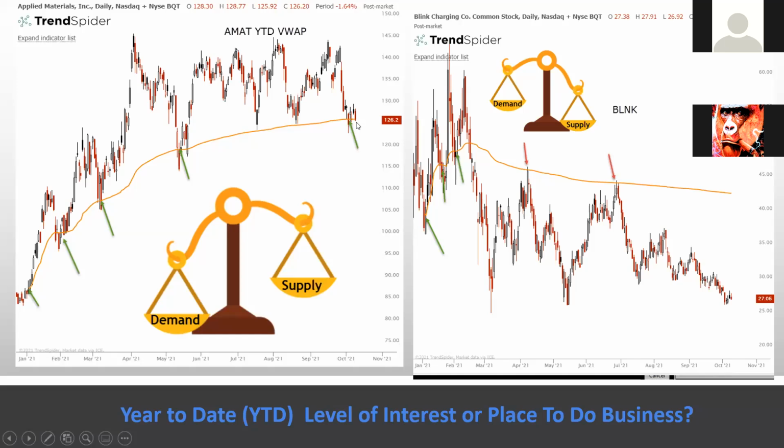So does that mean buy it? Not to me. It means look at it on a shorter term time frame, and we'll look at AMAT if we have time at the end.